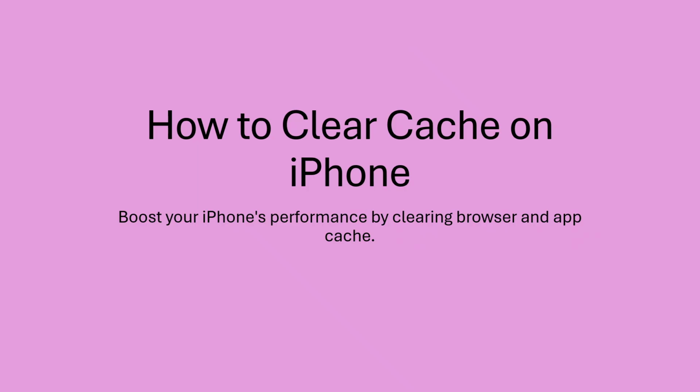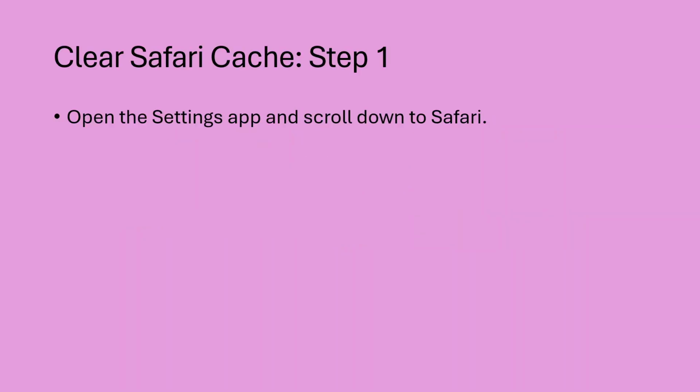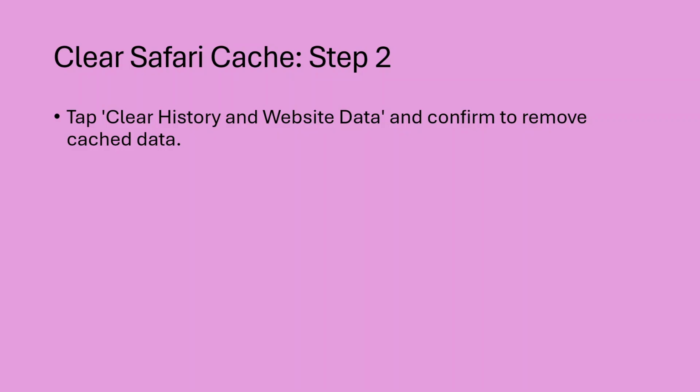In this video, I'll show you how to clear cache on iPhone. I will show you for Safari, Chrome, and for apps. First, start with Safari. Step 1. Open the Settings app and scroll down to Safari. Step 2. Tap Clear History and Website Data and confirm to remove cached data.